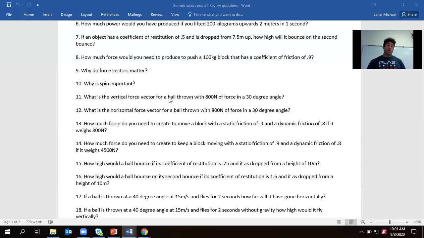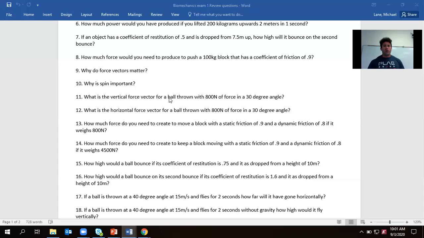So the one above it, it says, why do force vectors matter? Well, it turns out it's going to be a direction and obviously an amplitude of force. And if we understand how and where we're applying force vectors, we can have a good idea of, is our athlete being as efficient as possible? Is our athlete being inefficient? Is there a way that we could produce more force?